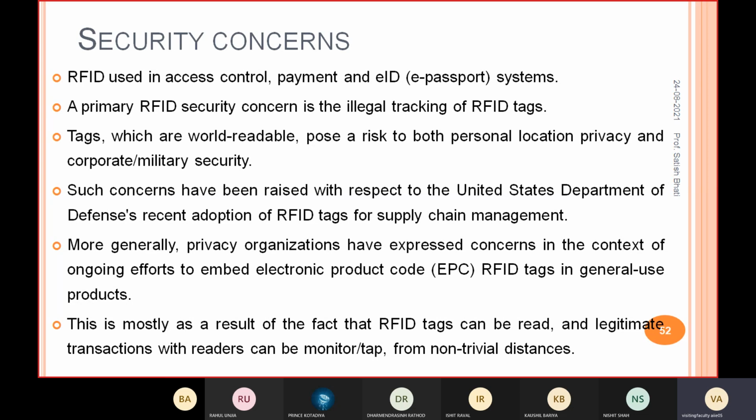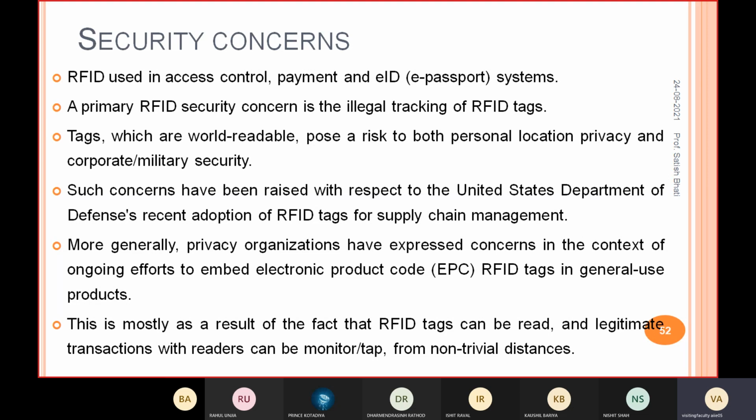So the main security concern is illegal tracking, right? Tags which are world readable pose a risk to both personal location privacy and corporate or military security, right? If you track an RFID tag, you definitely get the location. That is the problem. And if your application is related to the military, where the information is confidential, the system will not work. You definitely need high security.